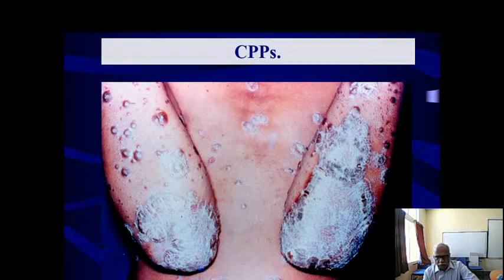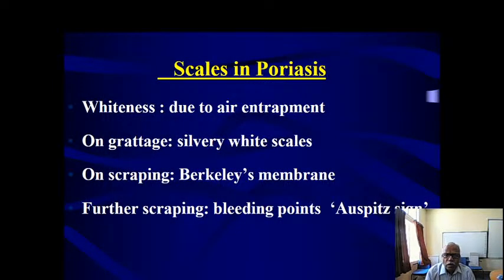So this is also one of the pictures. Confined to extensor surfaces. So these scales are white in color due to air entrapment. Suppose at the bedside, they may ask in examination, how will you confirm at the bedside which is psoriasis? Why not tinea corporis or granuloma annulare, which look alike, or secondary syphilis?